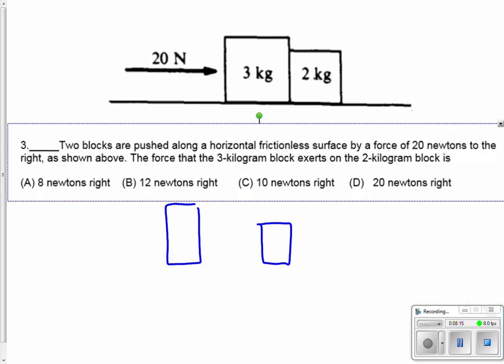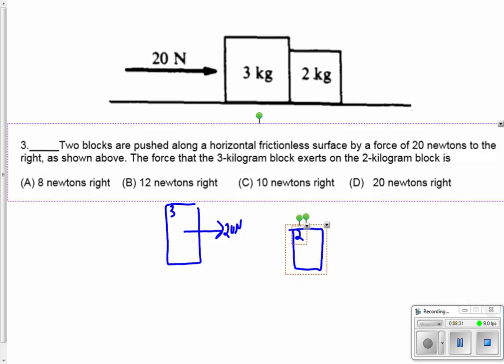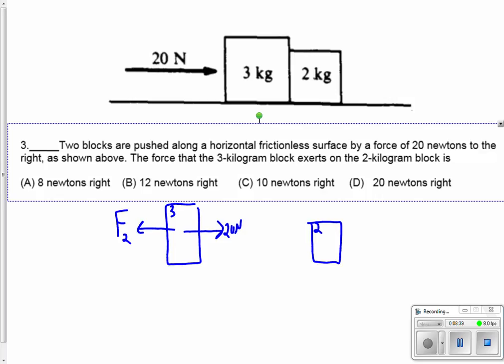So let's think about it. I have some applied force here. It says it's 20 newtons. I'm going to just label those as the 3 and the 2. Maybe I move the 2 over a little bit. So I also have a force from block 2, right? So the force of block 2 right here pushing this way, and then the force of block 1 is pushing that way.